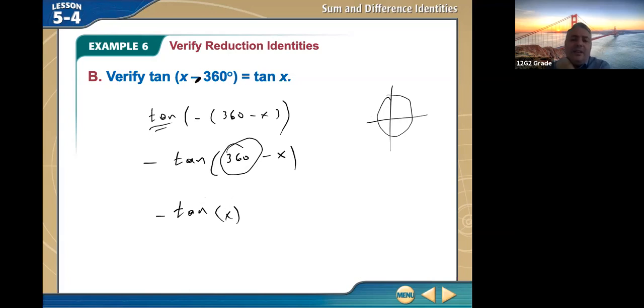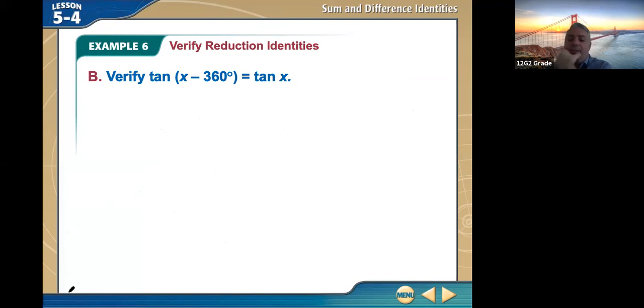X is an angle in the first quadrant, if we think. So in the first quadrant, any angle subtracted from negative 360 will be negative something here. So negative something here means tangent is plus, cosine is plus, sine is negative, plus over minus, minus. So I have to put another minus from this rule. So minus and minus, two minuses will be one positive x.